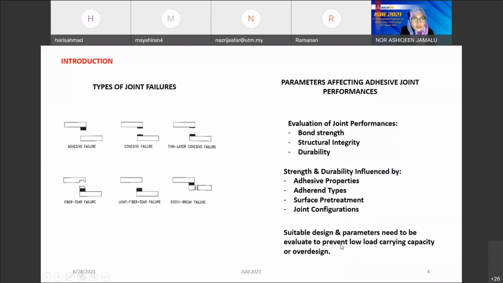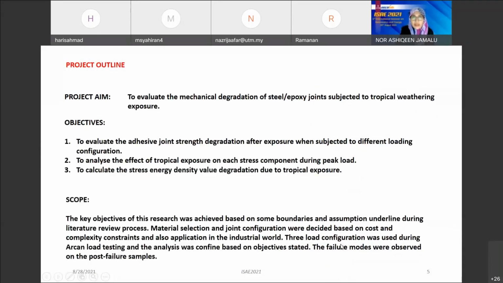This project aims to evaluate the mechanical degradation of steel and epoxy joints subjected to tropical weathering exposure. We have three objectives: to evaluate the adhesive joint strength degradation after exposure when subject to different configurations, to analyze the effect of tropical exposure on each stress component during peak load, and to calculate the strain energy density variation due to tropical exposure.